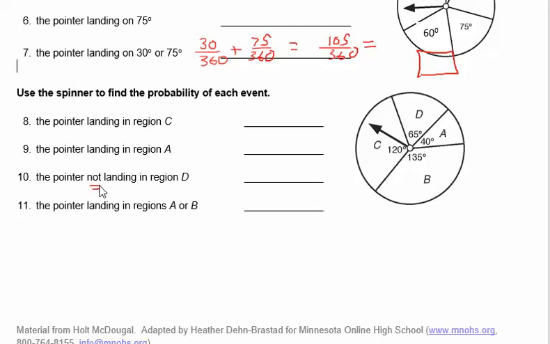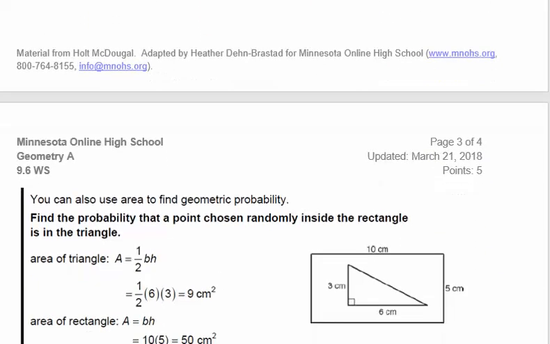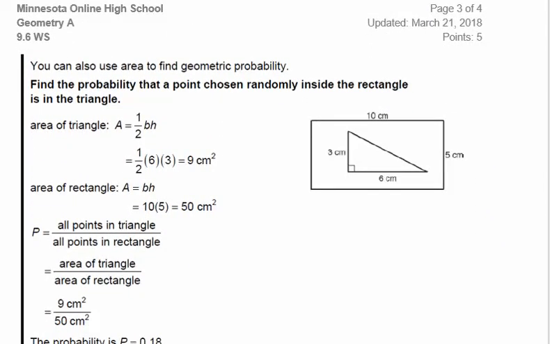Remember to read carefully. If it says not, then it would be all of those besides that. So you can either say 1 minus 65 over 360, or you can find these three added together. And then the last section is on area. So we're going to use area to find geometric probability.